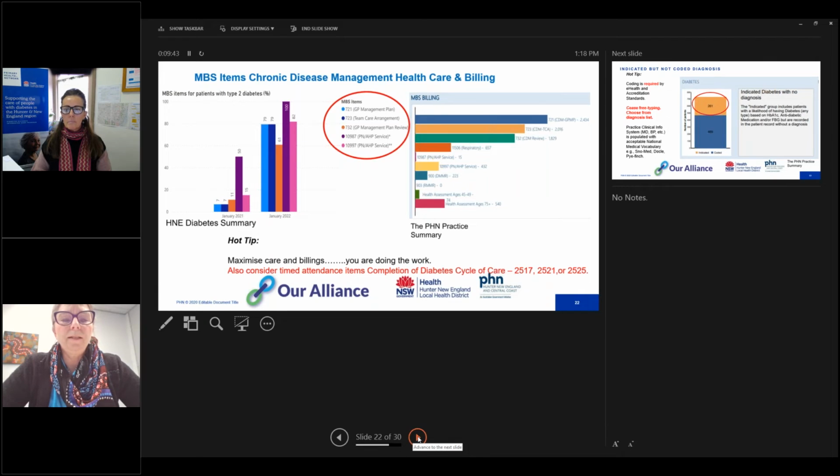And also don't forget the diabetes cycle of care items are still in existence. These are timed items. I had a nurse this week, the practice was considering using the 2525, the 40-minute assessment to complete the medication review of the cycle of care, which could be quite lengthy. So that was quite good thinking.